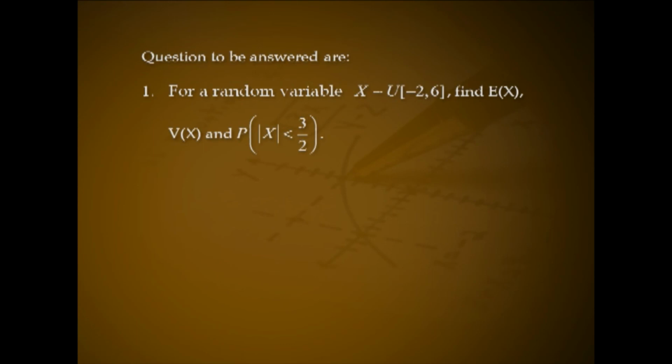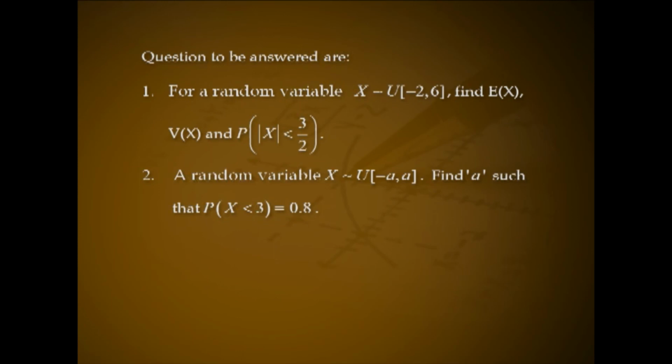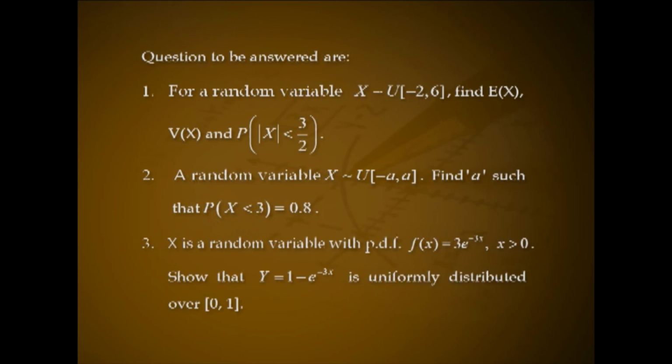Try to answer the following questions. For a random variable x following uniform over minus 2, 6, find expectation of x, variance of x and probability of modulus of x less than 3 by 2. A random variable x following uniform over minus a, plus a, find a such that probability of x less than 3 equal to 0.8. X is a random variable with PDF f of x equal to 3 e raised to minus 3x for x greater than 0.